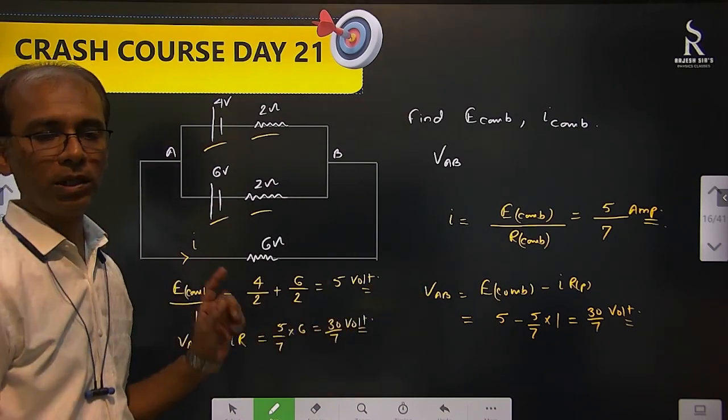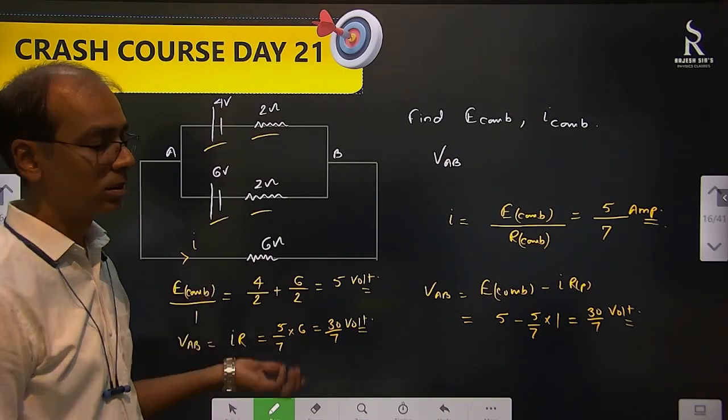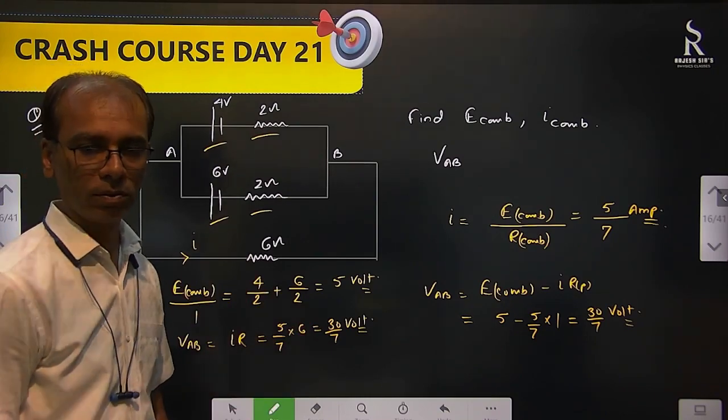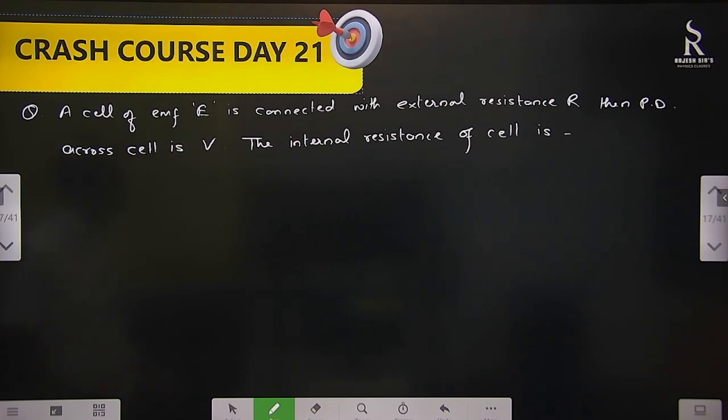E of combination is E1 by R1 plus E2 by R2. Resistance, parallel resistance is R1 R2 by R1 plus R2. Okay. Right.